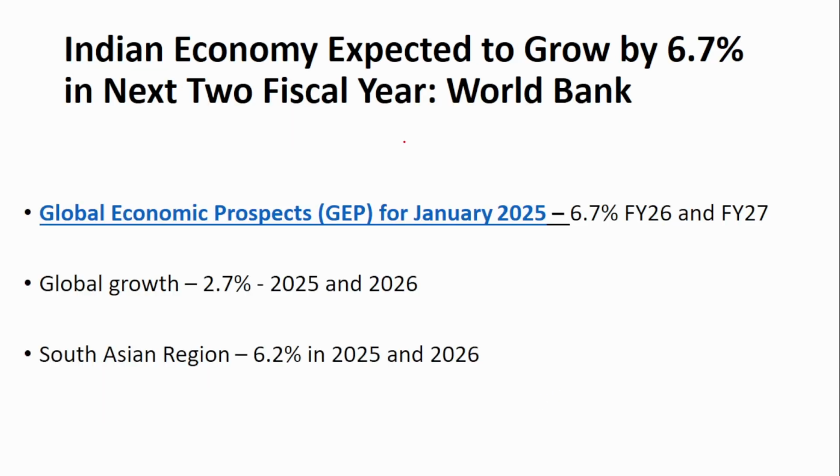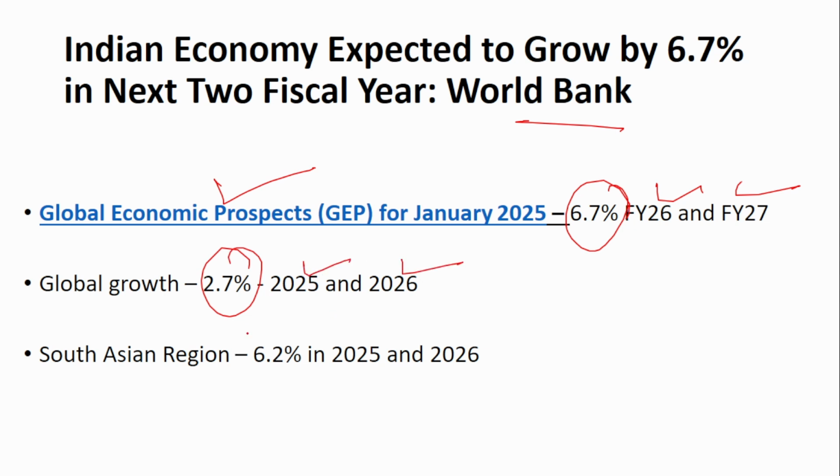So next, the World Bank has released a report, the Global Economic Prospects Report. In that, it has projected that India will grow at 6.7% in financial years 26 and 27. The global growth is expected to be 2.7% in 2025 and 2026. And in the case of the South Asian region, it is expected to grow at 6.2% in 2025 and 2026.